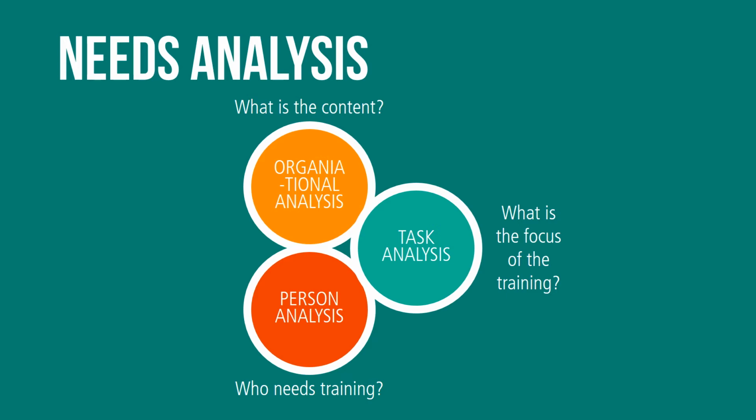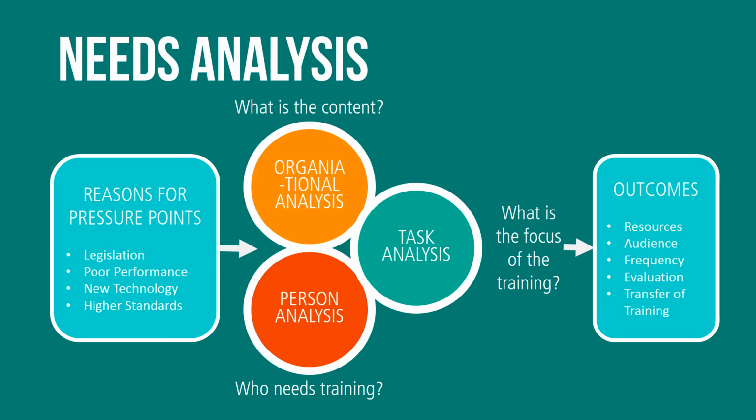Person analysis helps to identify who needs training. Person analysis involves 1. Determining whether performance deficiencies result from the lack of a knowledge, skill, or ability, or from motivational or work design problems. 2. Identifying who needs training. And 3. Determining employee readiness for training. Task analysis identifies the important tasks and knowledge, skills, and behaviors that need to be emphasized in training for employees to complete their tasks.